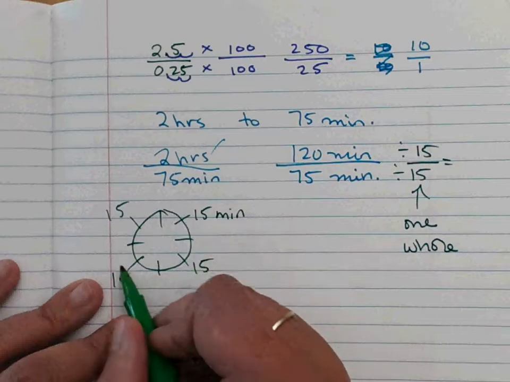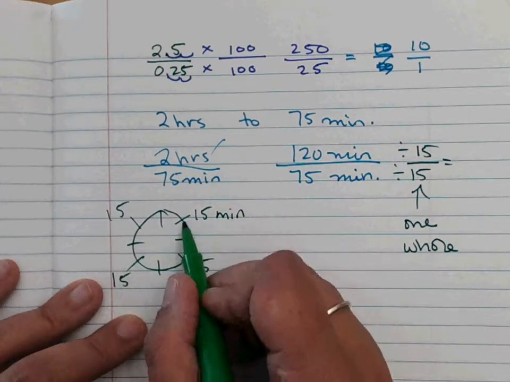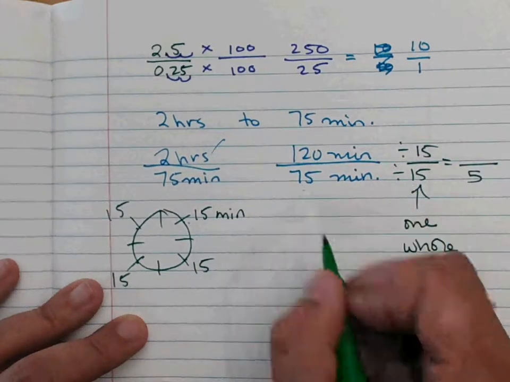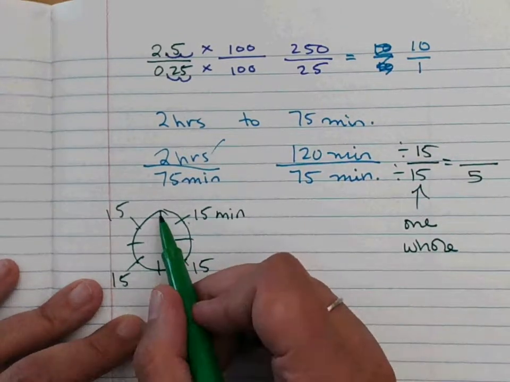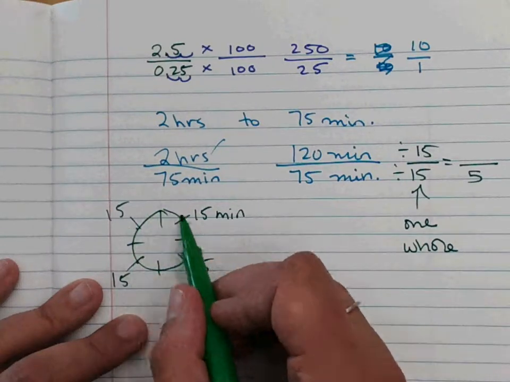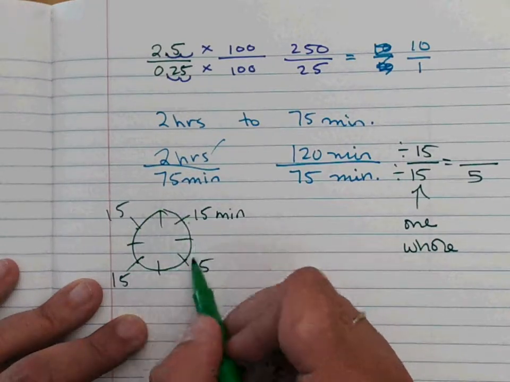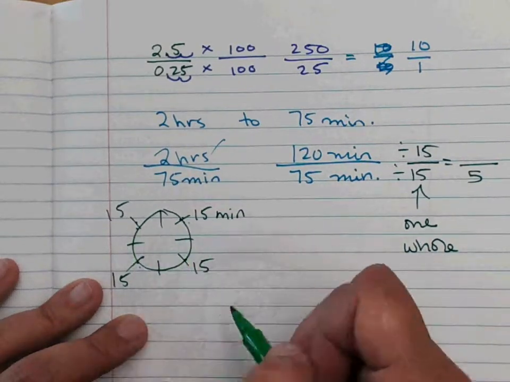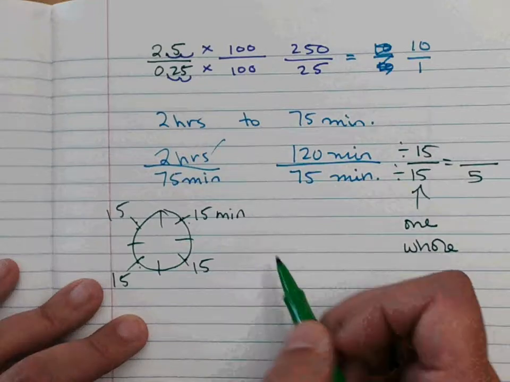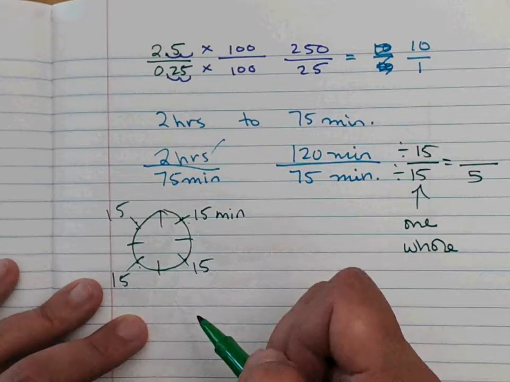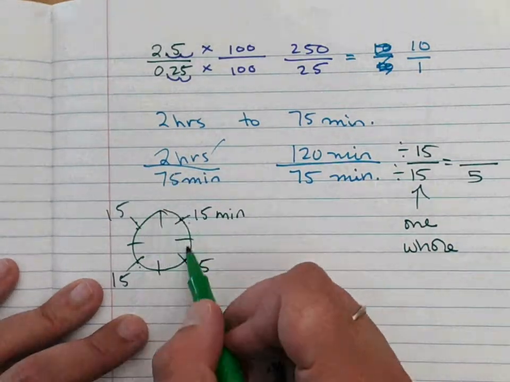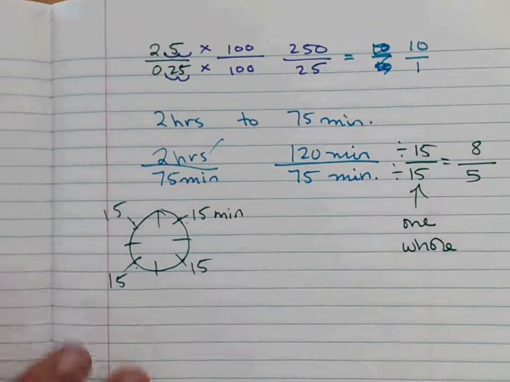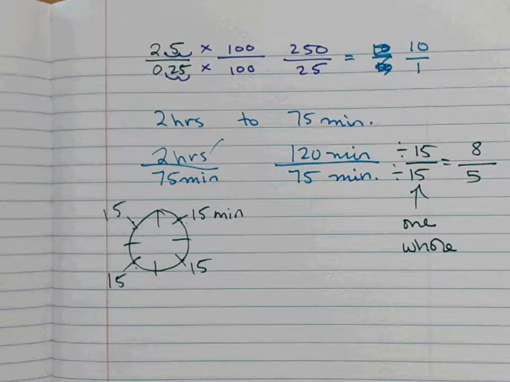15, so 1 hour is 60, 1 hour in 15 minutes, so that's 1, 2, 3, 4. 15 goes into 75 5 times, and then if I go around twice, 2 hours, that's 4 times around, 1, 2, 3, 4, 5, 6, 7, 8 times total. So 4 segments of 15 would be 1 hour. And for 2 hours, I go around 4 and then 4 more. That's 8 times. So 15 goes into 120 8 times, or use your calculator.